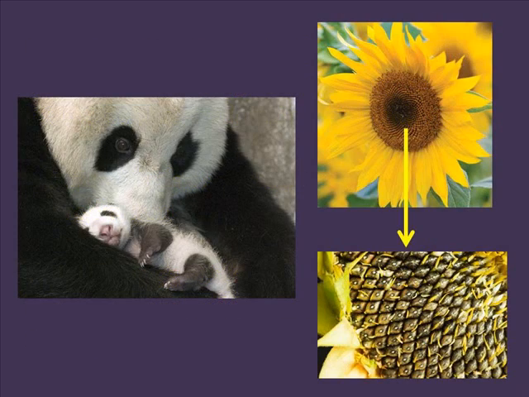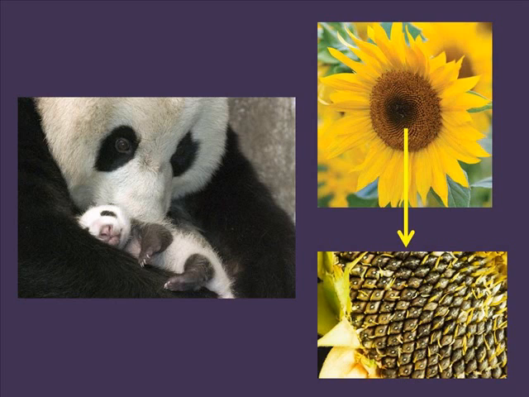Here in this picture, on the left-hand side, we have a panda with a baby. This is an example of sexual reproduction in animals. The right side picture is a picture of a sunflower. And if you look at the bottom one, that's a close-up of the center of the flower, which is where the seeds are produced, and these seeds are produced through sexual reproduction in a plant.